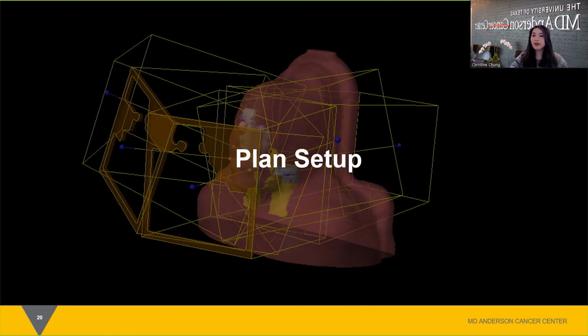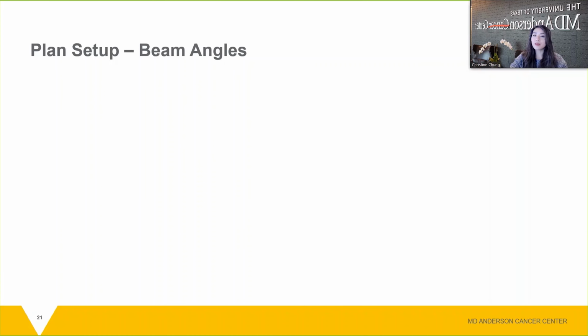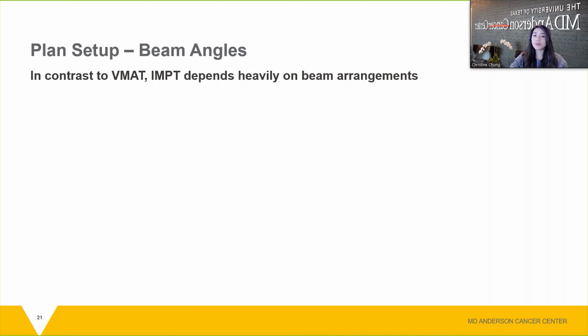Okay, so now that the contours are all ready, it's time to get started with the plan setup. So let's start with beam angles. In contrast to VMAT, IMPT depends heavily on beam arrangements. Some institutions may have standard beam arrangements for certain sites. However, some general rules still apply.